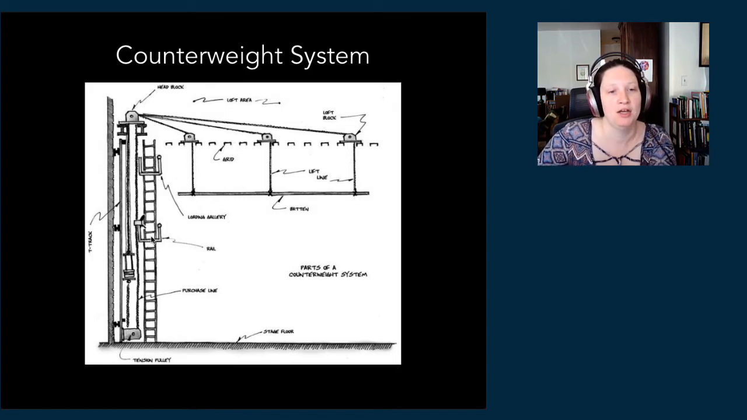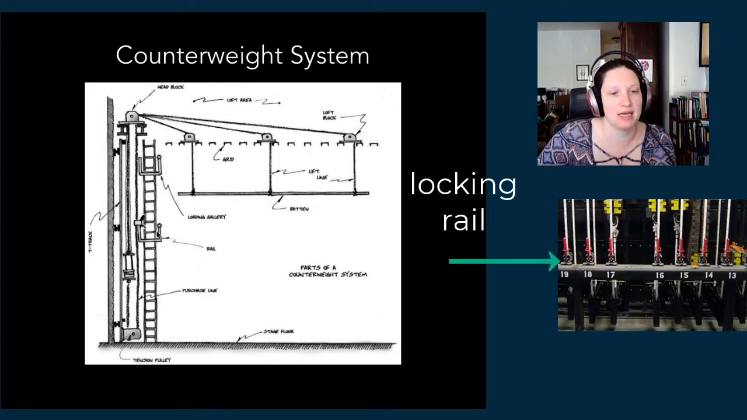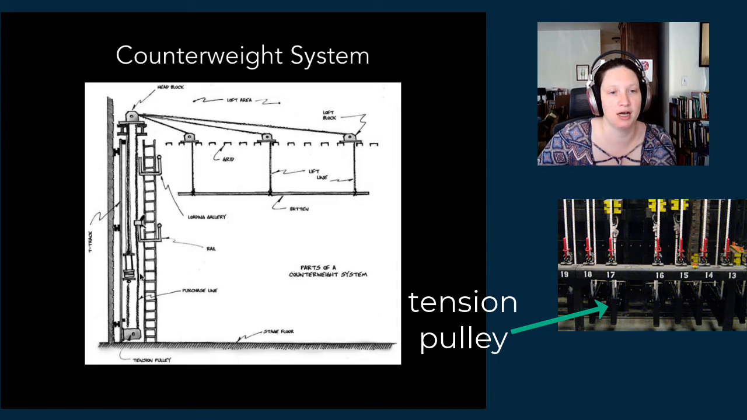And then we have a locking rail. In this case, it's elevated, but they also can be at the deck height or at the stage floor height, which is the way that the one is at Cal Poly. So our locking rail is at stage height. We have a tension pulley that keeps the tension of the purchase line, which is the operating rope of this system, even.